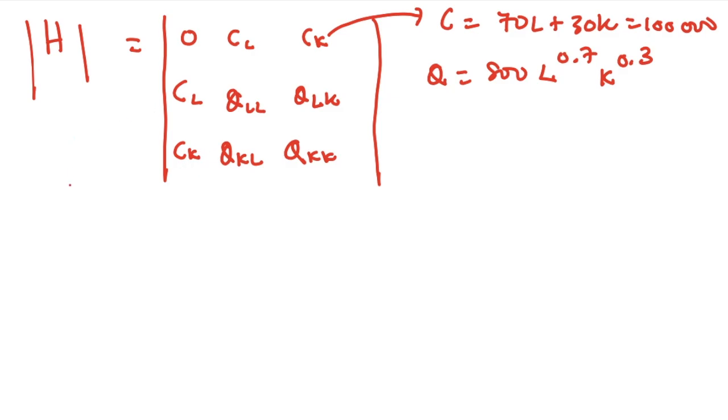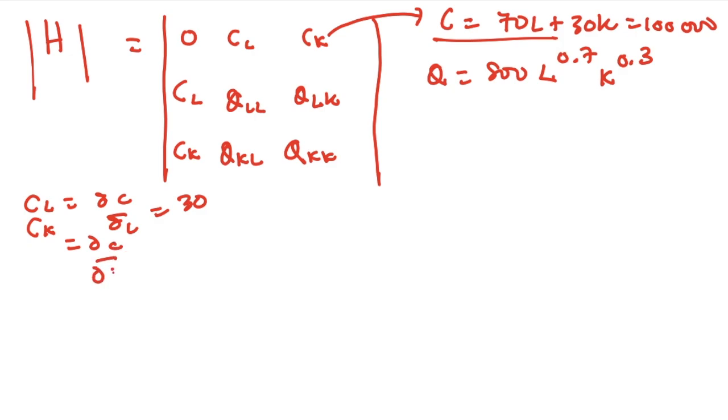So first you need to find CK, CL. So let's say CL first. CL is actually delta C over delta L. In this case it is 70. CK is actually delta C over delta K. In this case it is actually 30. Okay. Once you found this, you can plug into this bordered Hessian matrix. And then you also need to find QLL, QLK, QKL, QKK.